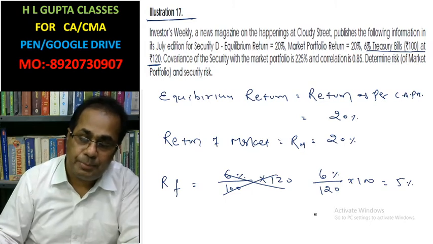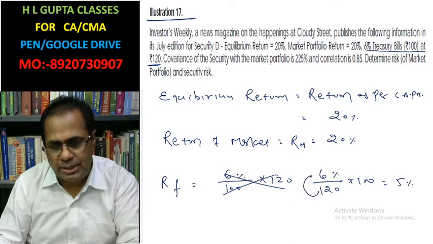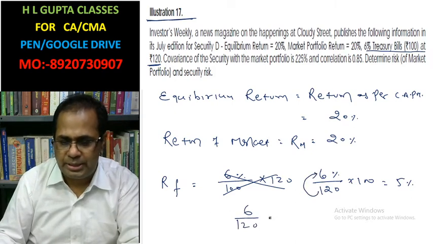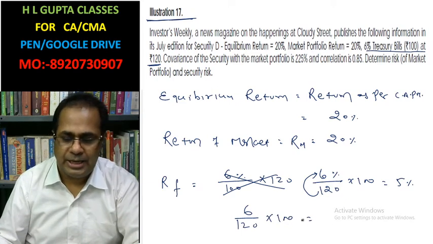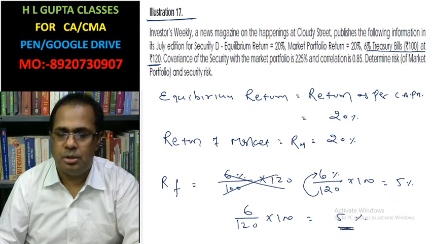Now the treasury bill price is 120. In 120 you will get the 6. You will get 6 in 120. Then in 100, what will be the price? Like this you have to calculate. In this case, this will be the 5%. Okay.